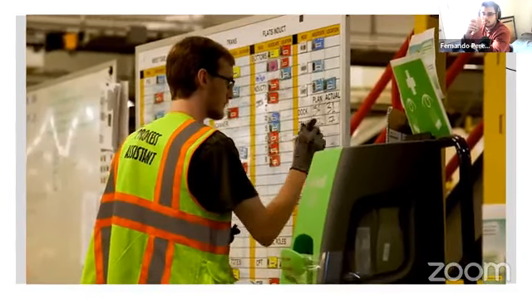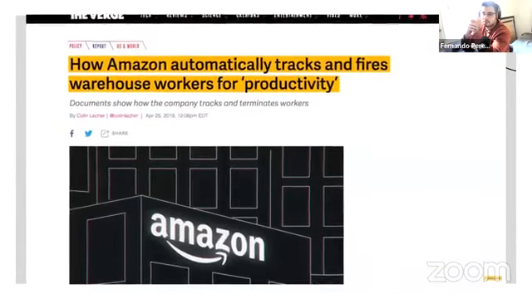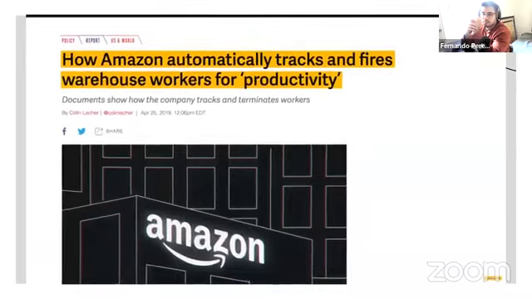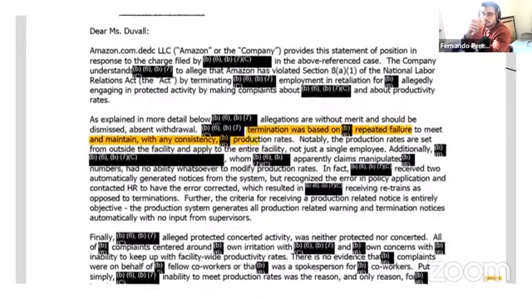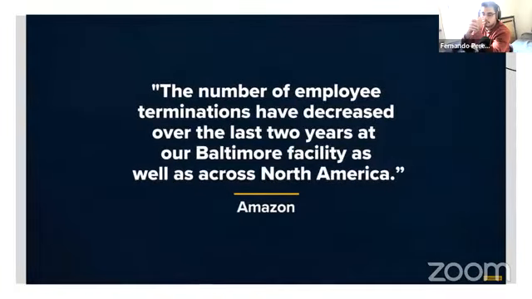Workers can lose their jobs if they don't work fast enough. At one warehouse in Baltimore, The Verge reported that Amazon terminated 300 full-time associates in a one-year period between 2017 and 2018 for inefficiency. Amazon said in a statement that the number of employee terminations have decreased over the last 2 years at our Baltimore facility, as well as across North America.